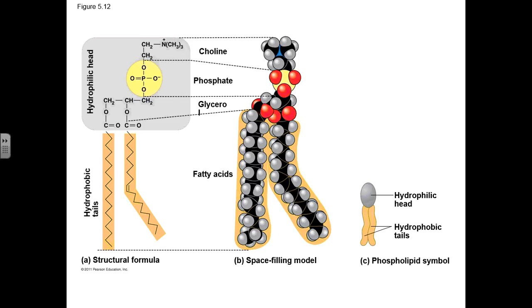This shows a phospholipid. This is the structural formula. You'll see this is where it gets its name, phospholipid. It has a phosphate. And then here's that fatty acid tail. And this is just a more generalized what we draw when we talk about the phospholipid membrane. We don't draw this fancy stuff.